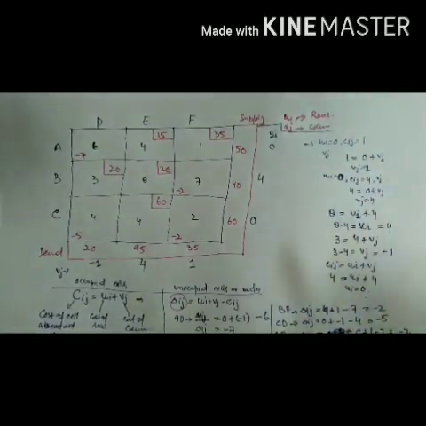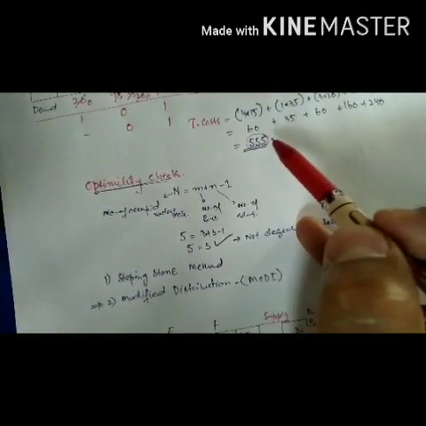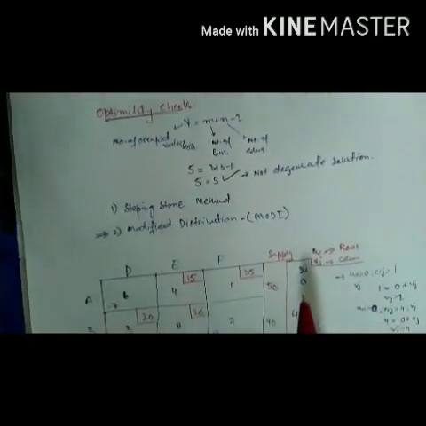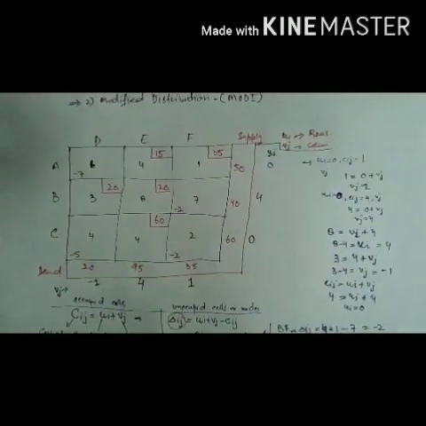Remember the rule: if del Ij is negative, then the solution is optimal, or if del Ij is 0. If del Ij is 0, that means the solution is still optimal, but it is not a unique solution. There can be another solution, but the cost will be the same, 555. The allocated routes can be different, but the cost will be the same.